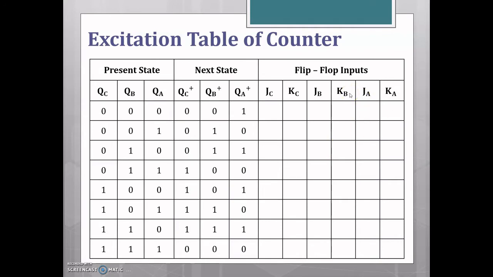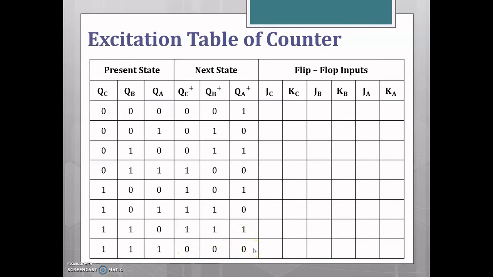The excitation table of the counter consists of the present state, next state and the flip-flop inputs. Since it is a 3-bit counter, I will have 3 flip-flops, represented by A, B and C. The outputs of the flip-flops are QA, QB and QC. We start with the initial state 000, the next state is 001, then 010, 011, 100, 101, 110, 111 and then 000.